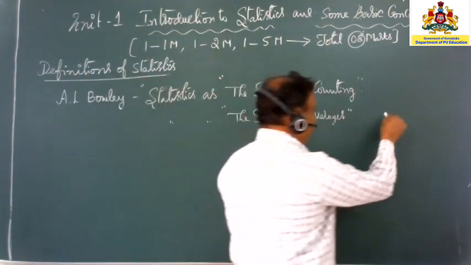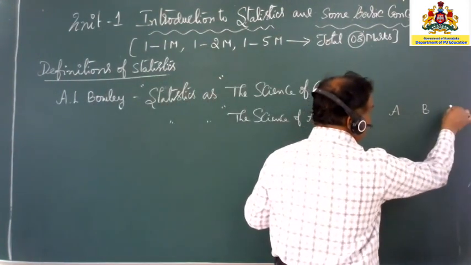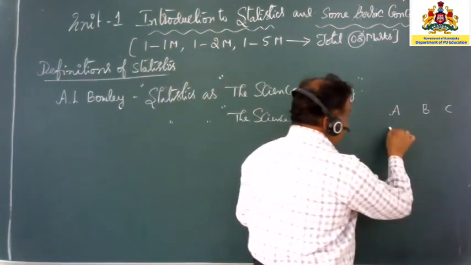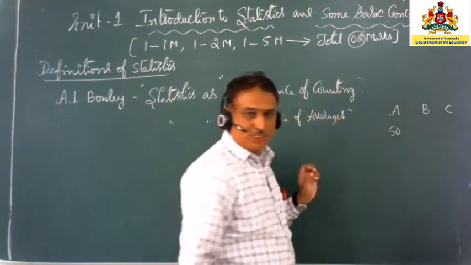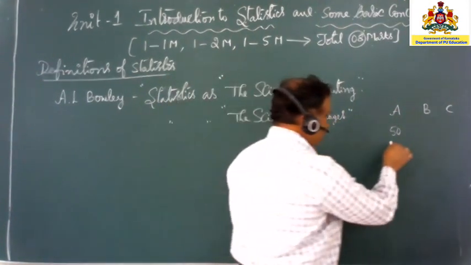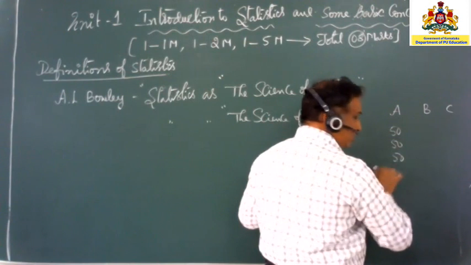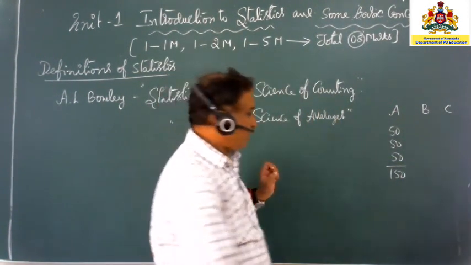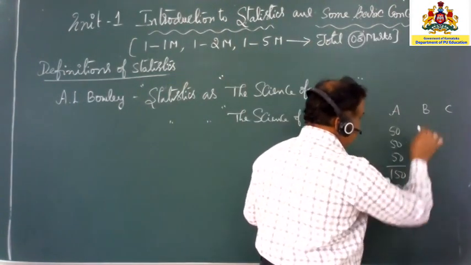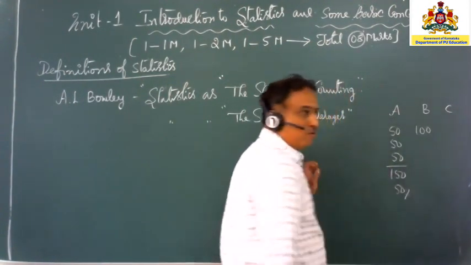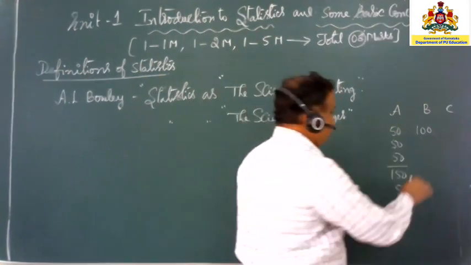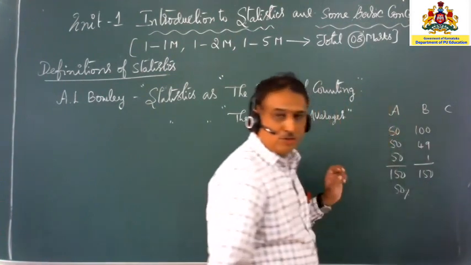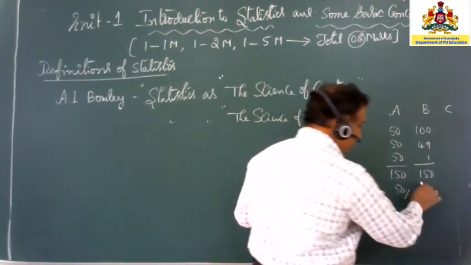Why? Because here I will give one example. There are three students, A, B, C. The student A scored 50 marks in the first subject out of 100, in the second subject 50 out of 100, third subject also 50 out of 100. The total is 150. His average is 50%. Student B scored 100 in the first subject, second subject 49, third subject 1 mark. His total is also 150. His average is 50%.